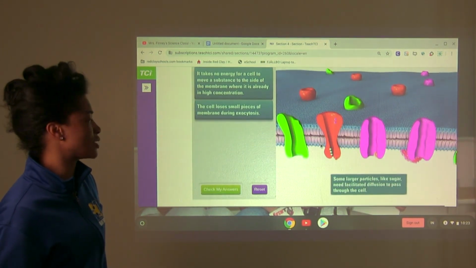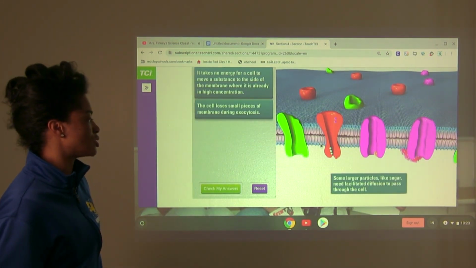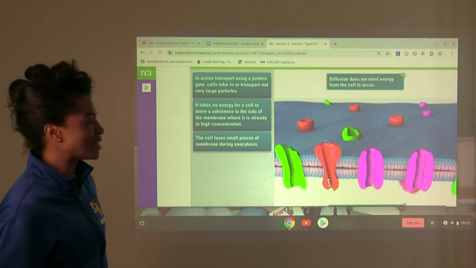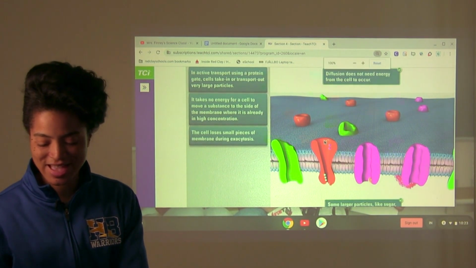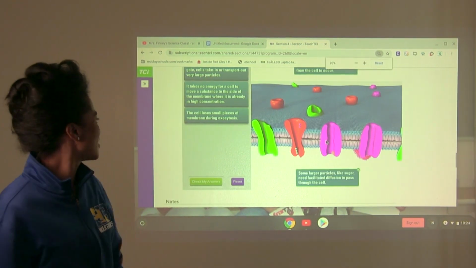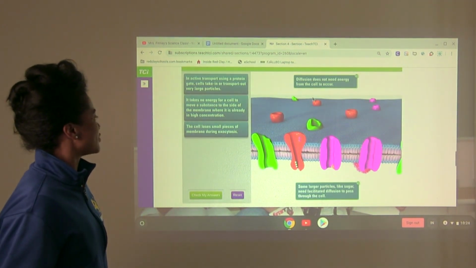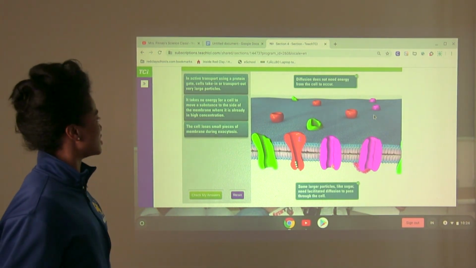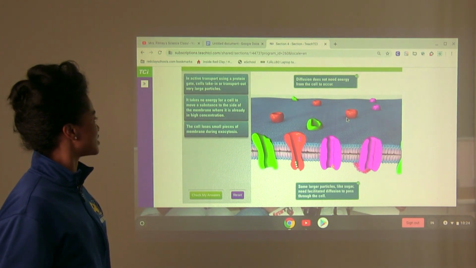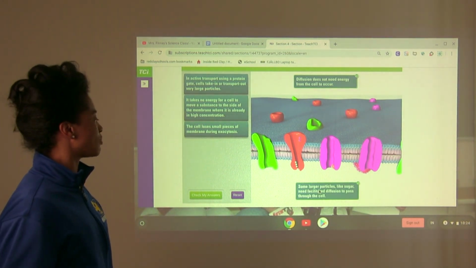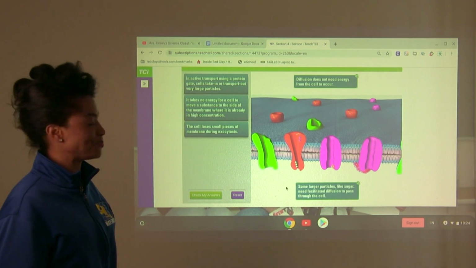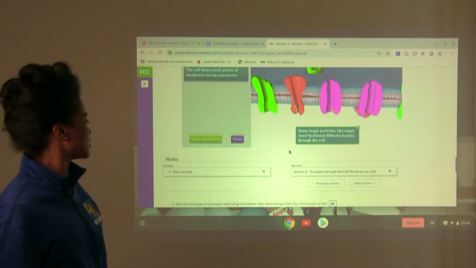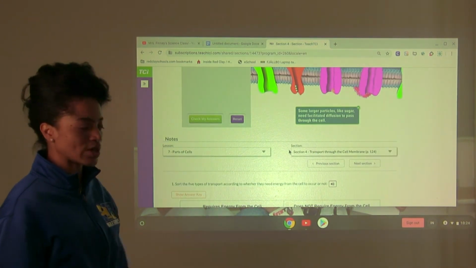Some larger particles like sugar need facilitated diffusion to pass through the cell. Bingo. All right, so we have our answer here. Diffusion does not need energy from the cell to occur. Make sure you have that in your TCi program, lesson 7, section 4. And some larger particles, like sugar, need facilitated diffusion to pass through the cell. Good job. Nice job on our drag and drop show.